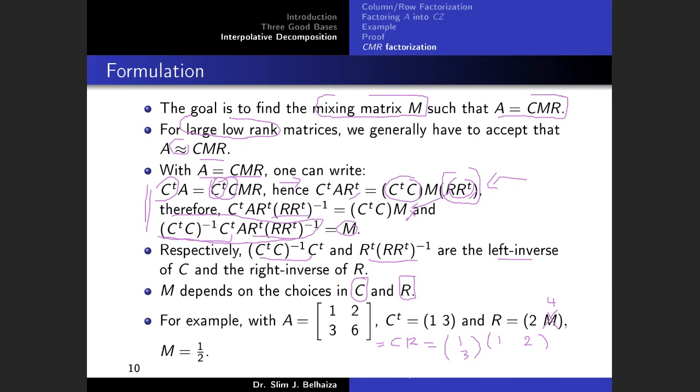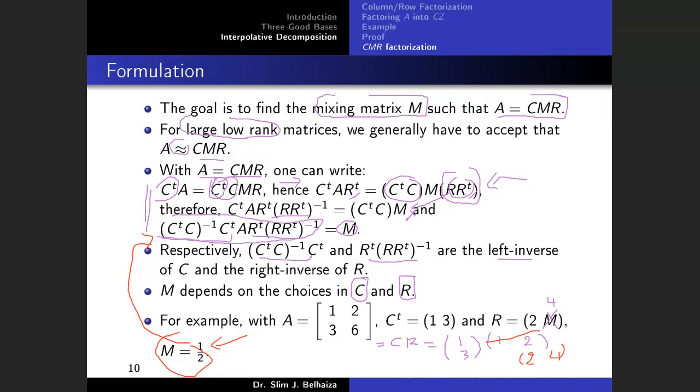Okay, so let's think for a minute that we don't like this R. I'm going to change it. What happens to the factorization? Okay, I'm going to write 2, 4. Okay, hold on a second. I have a way to get M exactly using this beautiful formula. What is it? It's CTC inverse times CT times A times RT times RRT inverse. Okay? So this is what's going to happen. I did the computation here. I found half. Let's do the math.